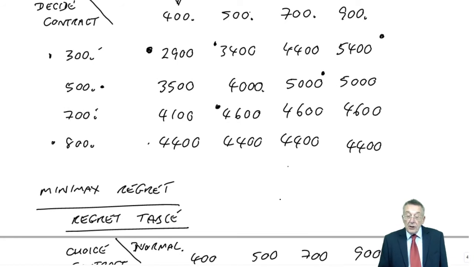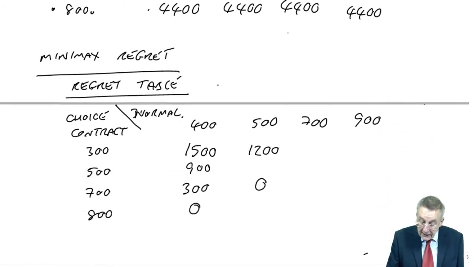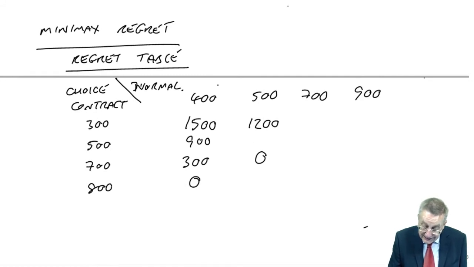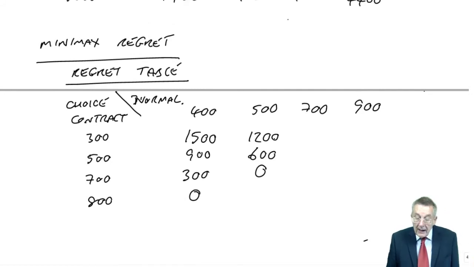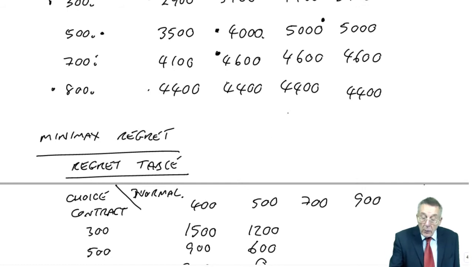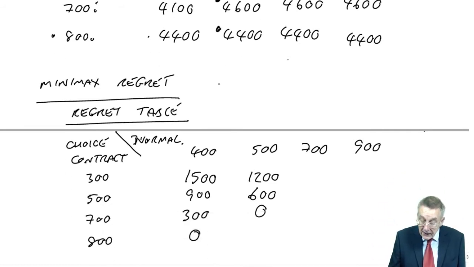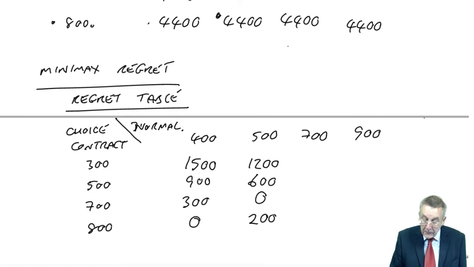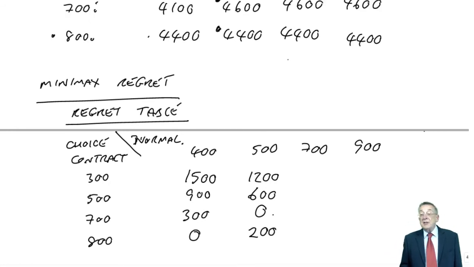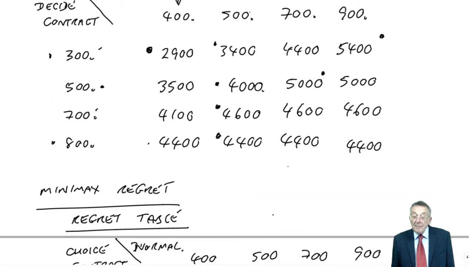If we'd gone for 500, we'll have got 4,000. We could have had 4,600. We've lost the difference of 600. And finally, if we'd gone for 800, we'll have had 4,400. We could have had 4,600. We've lost the difference of 200. So by now you should be seeing what's happening, but let's finish the other two off.